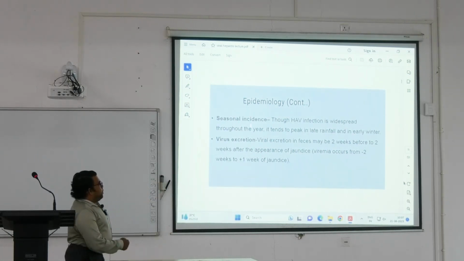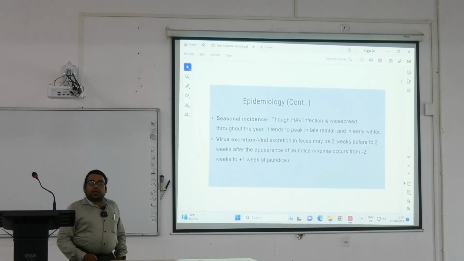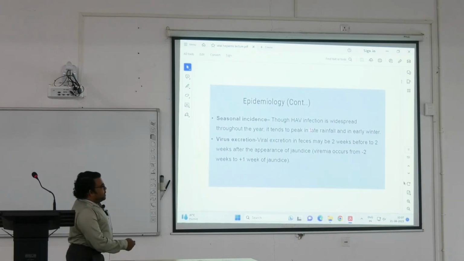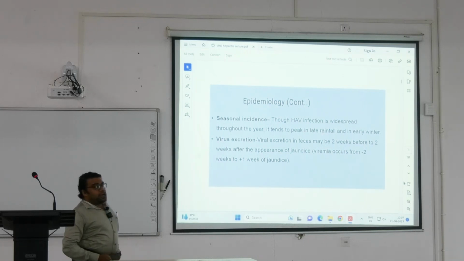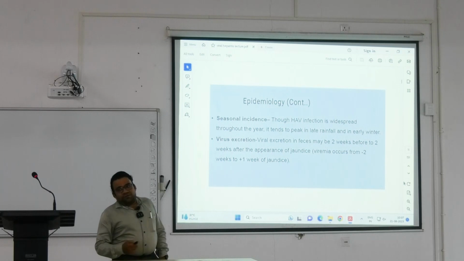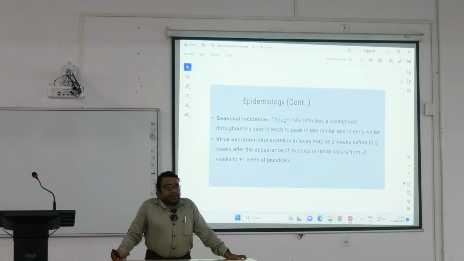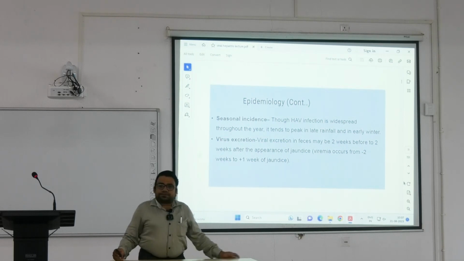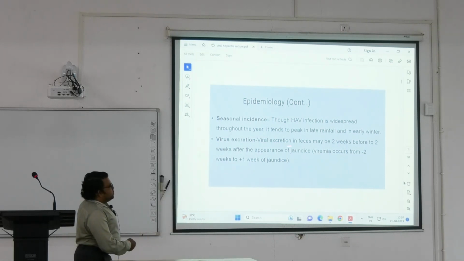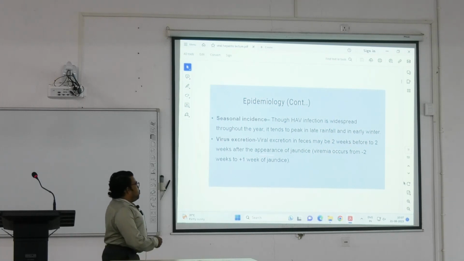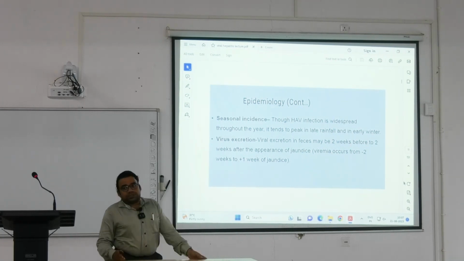Now, another important part is the seasonal variation. The peak is at the late rainfall and early winter period. Obviously, in a subtropical country like India with the monsoons, flooding of water resources, after which this infection is very common. The virus excretion occurs 2 weeks before to 2 weeks after the appearance of jaundice. This can be determined only in clinical cases, but in subclinical cases, obviously it will be completely unrecognized.